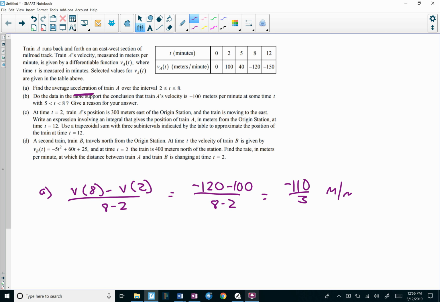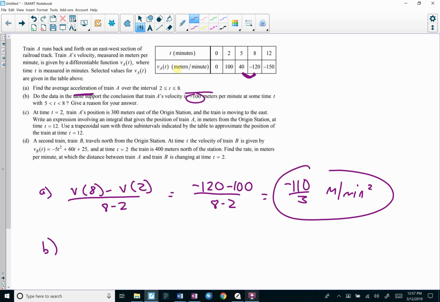meters per minute squared. And that was worth just 1 point. They didn't specifically say give units, so they didn't grade you on that, but it never hurts to give them. Okay, so part B says, is there a time when the velocity is negative 100? Well, just logically, looking at these values, yeah, because velocity is continuous, so you know it's got to be sometime in between here. But we need to show that.